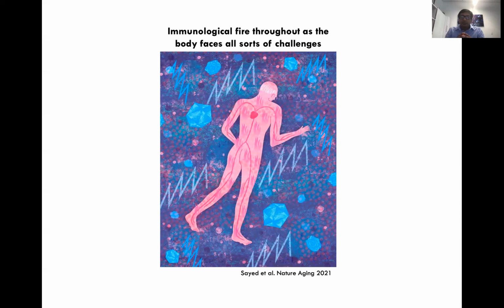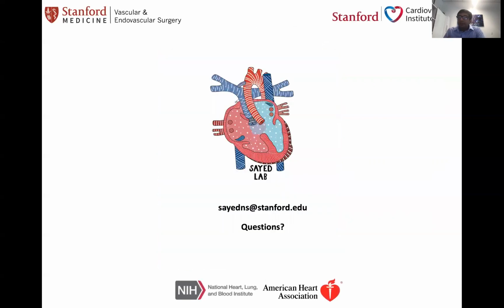Overall, in this presentation, what we have shown is that the immunological fires throughout the body are causing these cardiovascular events, which could be prevented if we could identify these different biomarkers at a much earlier age. And thus, if we can identify these different markers at a much earlier stage, maybe there is a chance that we can prevent them.